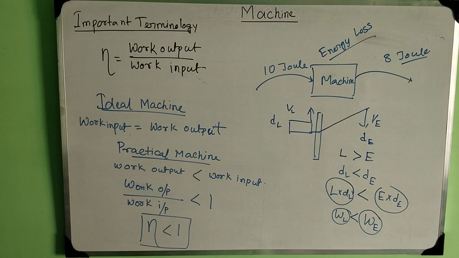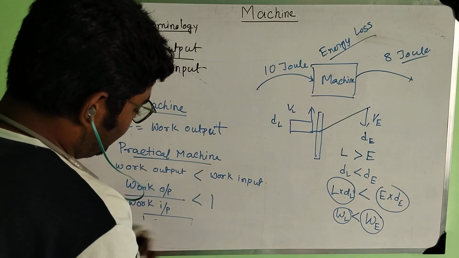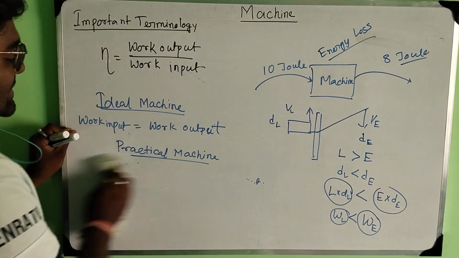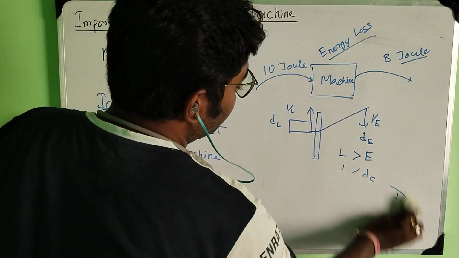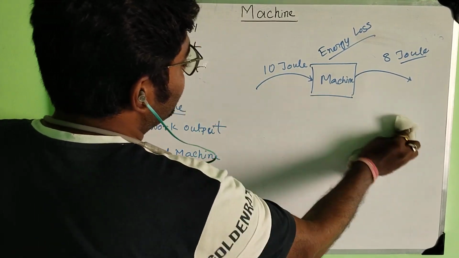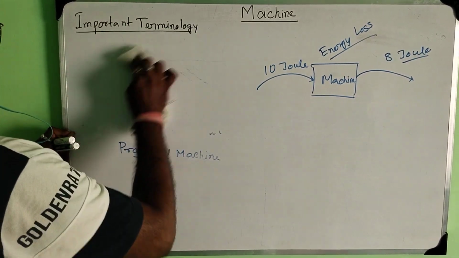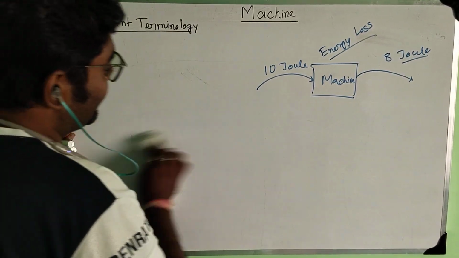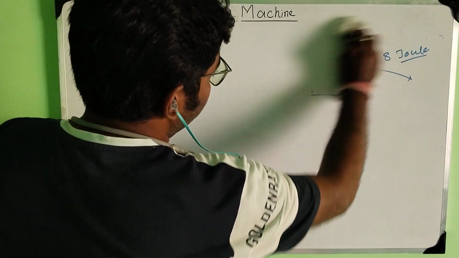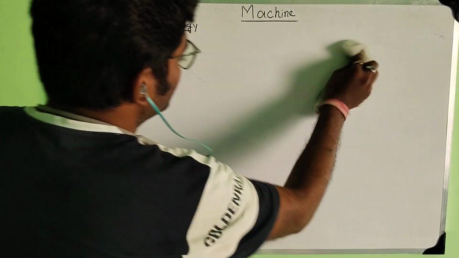Now in the book there are 3 reasons given for why the energy loss takes place. The machine actually loses these energies. The energy that we are giving, some amount is lost and the rest is given as the output. So where is the energy being lost?